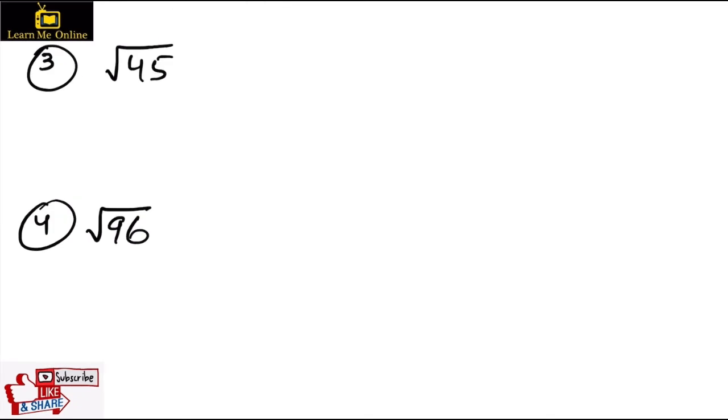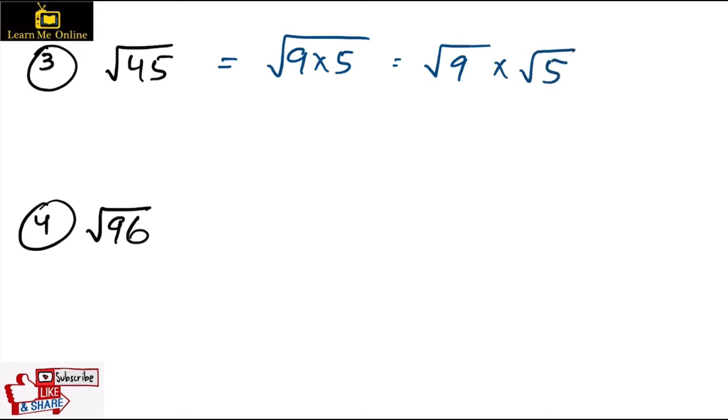This time we have square root 45, which can be split as a multiple of a square number, 9 and 5. We split the square roots, so 9 and 5 separately. Because we know that 9 is a square number, it can be written as 3, whereas root 5 stays the same.